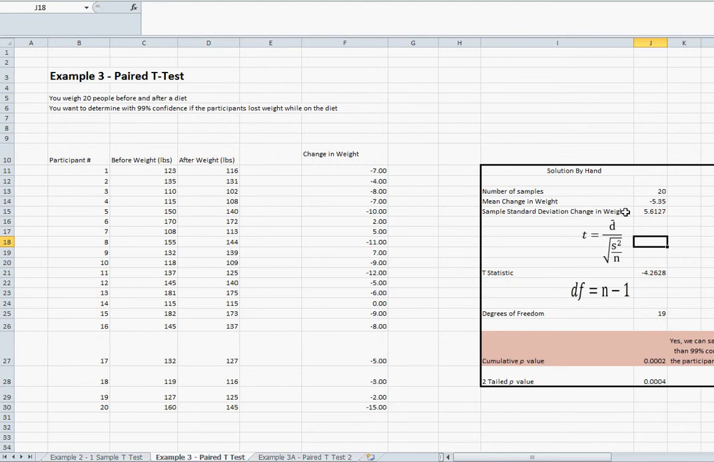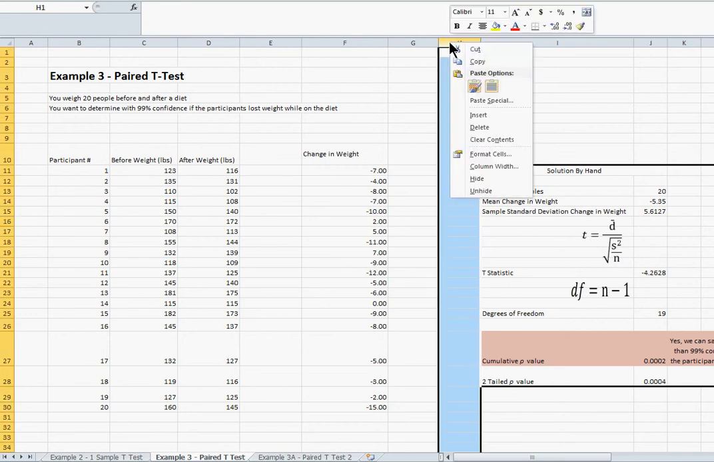The next thing we need is the sample standard deviation. Now that's the sample standard deviation, not the population standard deviation. If you're doing that in Excel, then it's the STDEV.S, S for sample standard deviation, and P, if you had a P, it would be population, which we don't want. So we need the sample standard deviation of the change in weight, so of these 20. That's 5.6 pounds in this example.